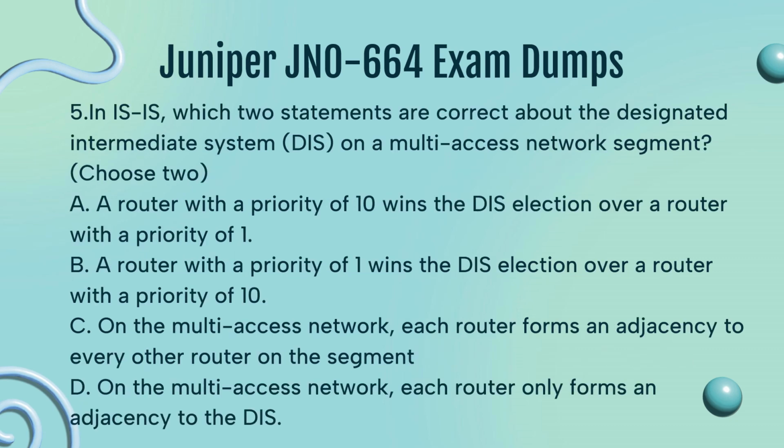5. In IS-IS, which two statements are correct about the designated intermediate system, DIS, on a multi-access network segment? Choose 2. A. A router with a priority of 10 wins the DIS election over a router with a priority of 1. B. A router with a priority of 1 wins the DIS election over a router with a priority of 10. C. On the multi-access network, each router forms an adjacency to every other router on the segment. D. On the multi-access network, each router only forms an adjacency to the DIS.